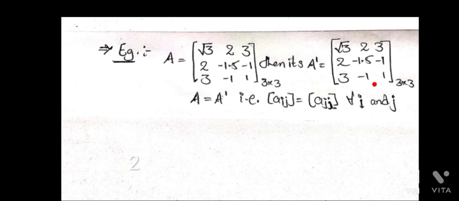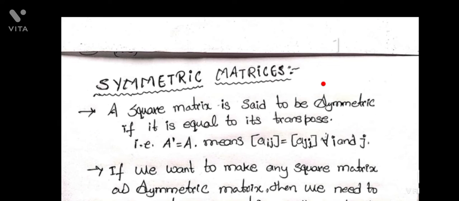So here A dash and A are both similar. By comparing the corresponding elements, we can say both matrices are equal. Like -3 is equal to -3, √3 is equal to √3, 2 is equal to 2, 3 is equal to 3, 2 is equal to 2, and similarly it applies for the remaining elements also. So here A is equal to its A dash, that is Aij is equal to Aji for all i and j. Then we can call it a symmetric matrix.